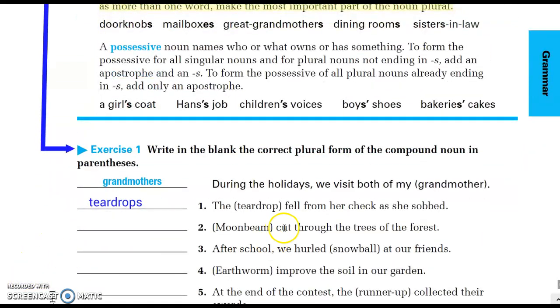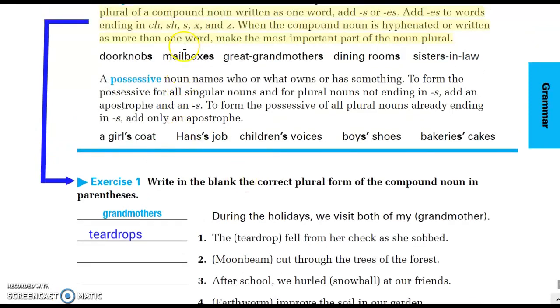2. Moonbeam cut through the trees of the forest. I need to turn moonbeam into a plural form. Because it doesn't end in ch, sh, s, x, or z, I can just add an s and turn it into moonbeams. Please finish all of exercise 1 on your own.